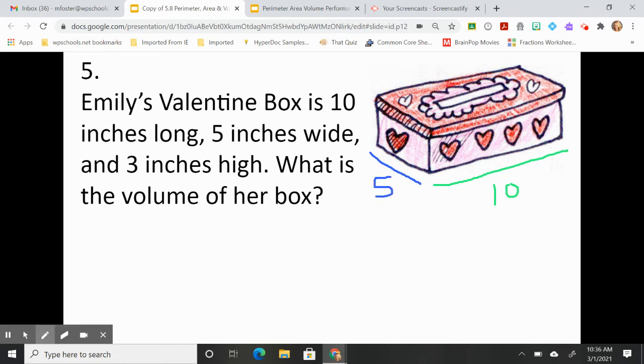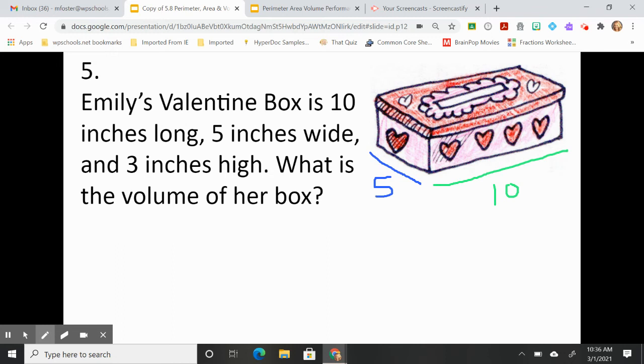If I just multiplied 5 times 10, what would I get? 50. So if you imagine that base layer of cubes, okay, there would be 50 cubes in the base layer. All right, it would be 5 rows of 10 or 10 columns of 5, however you wanted to say it. So 5 times 10 is 50. So there's 50 cubes in the first layer.